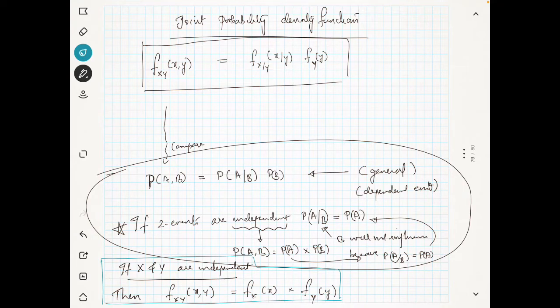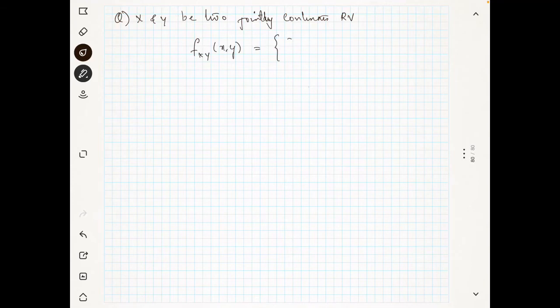Now we will see a problem. Let x and y be two jointly continuous random variables. The joint density is given as x plus c times y square, for x between 0 and 1 and y also between 0 and 1, and it is equal to 0 otherwise. So this is the density function.